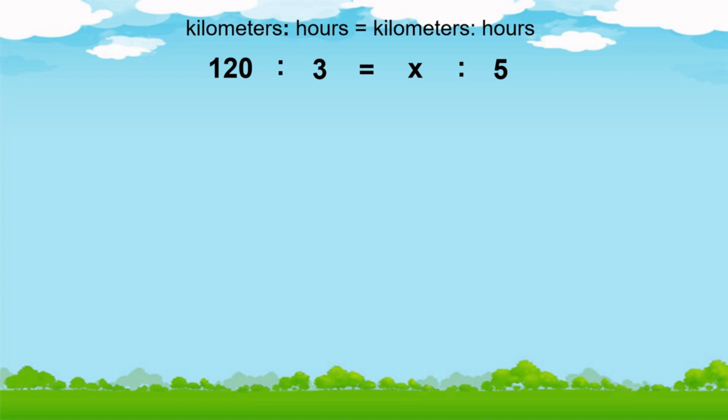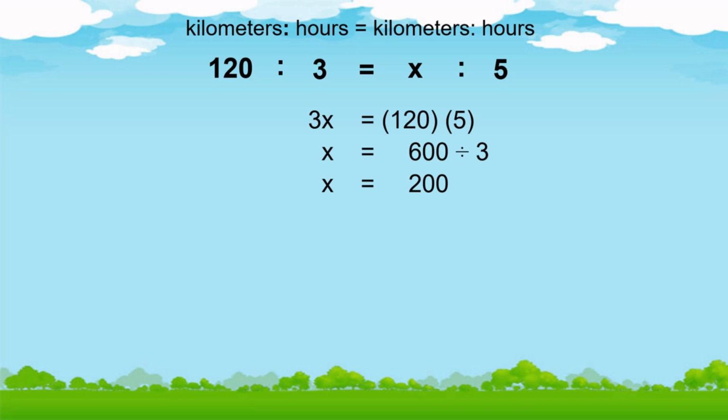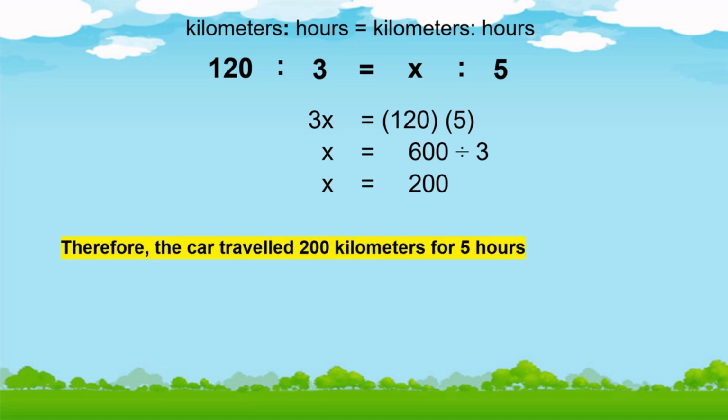So, we have to get the product of the extremes and means. So, we have to multiply 3 times x equals 3x. Then, multiply 120 by 5 is equal to 600. Then, we have to divide it by 3. So, 3x divided by 3 is equal to x. Then, 600 divided by 3 is equal to 200. So, the missing term is 200. So, therefore, the car traveled 200 kilometers for 5 hours.